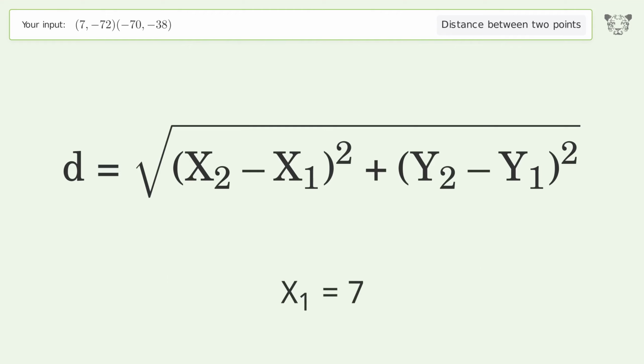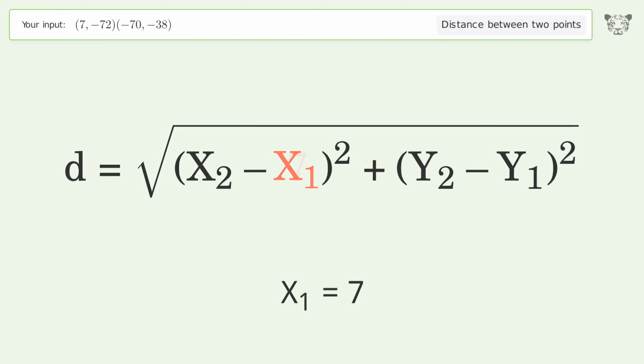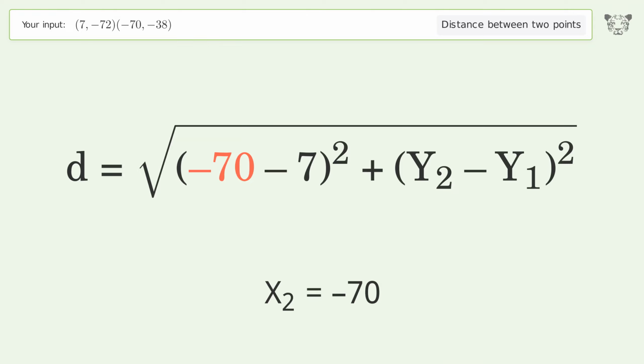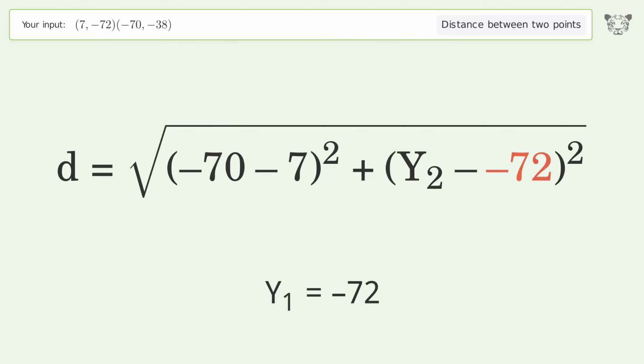x1 equals 7. x2 equals negative 70. y1 equals negative 72. y2 equals negative 38.